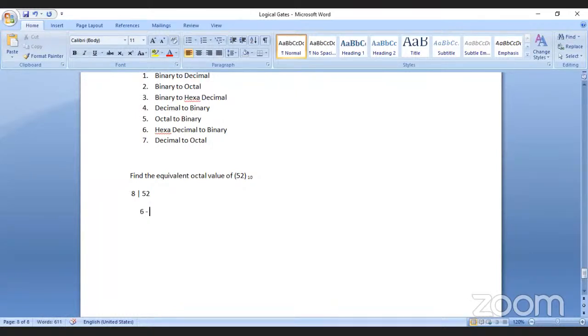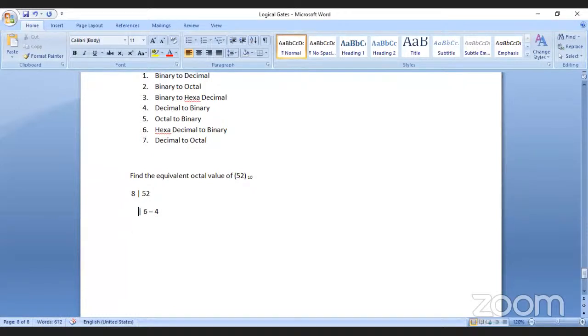If I want to convert to the octal number system, what do I have to do? I have to divide by number 8. Whatever the value is, we place it here and divide by 8. 8 sixes are 48. What will be the remainder? 4 will be the remainder. Next, again I have to do the same process.